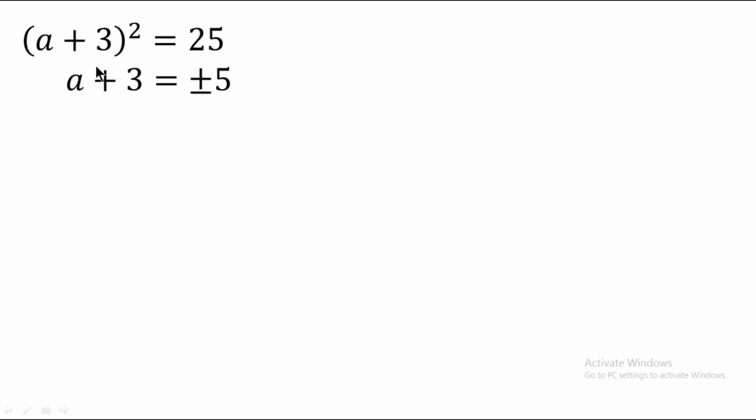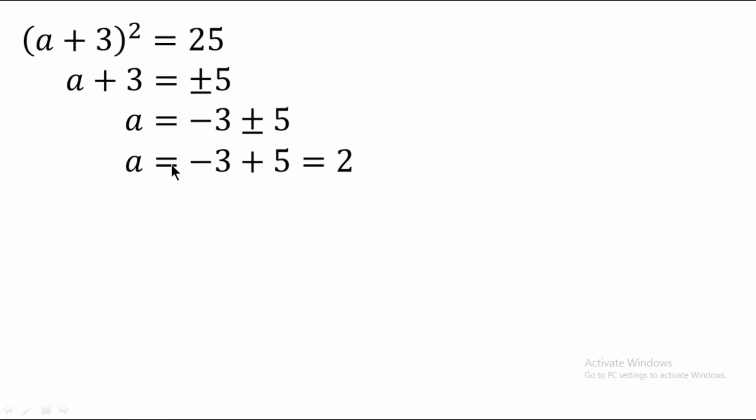So we're going to find the value of a. This positive 3, we move to this side, it becomes negative. So a equals negative 3 plus or minus 5. When it's positive, a equals negative 3 plus 5 equals 2. Or when it's negative, a equals negative 3 minus 5 equals negative 8. So there are two values of a, which are 2 or negative 8.